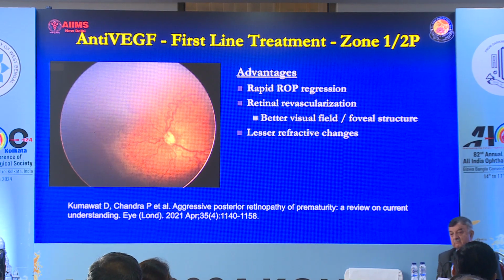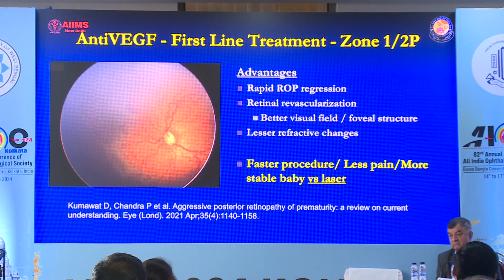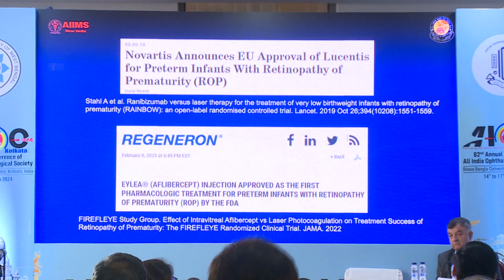Anti-VEGFs emerged over the last decade as the first line of treatment for zone 1, zone 2 posterior ROP, and allowed for rapid ROP regression in these areas. The huge benefit was retinal revascularization, which laser could never do, allowing for a better visual field, better foveal structure, and lesser refractive changes. Obviously it was also a much faster, more convenient procedure for the surgeon and the baby, with less pain and a more stable baby.